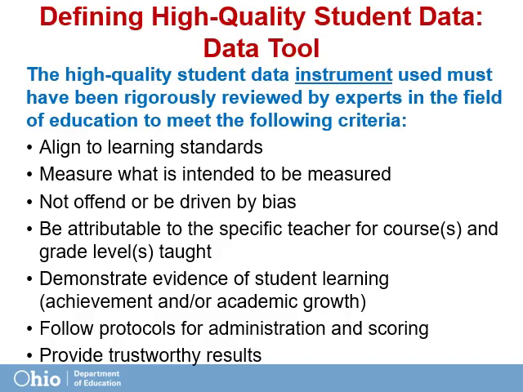The next two slides show the high-quality student data guidance. These are the criteria that must be met for instruments to be deemed high quality. The high-quality student data instrument used must have been rigorously reviewed by experts in the field of education to meet the following criteria: align to learning standards, measure what is intended to be measured, not offend or be driven by bias, be attributable to the specific teacher for the course or courses and grade level taught, demonstrate evidence of student learning, and by student learning we mean academic achievement and or growth. It must follow protocols for administration and scoring, and it must provide trustworthy results.